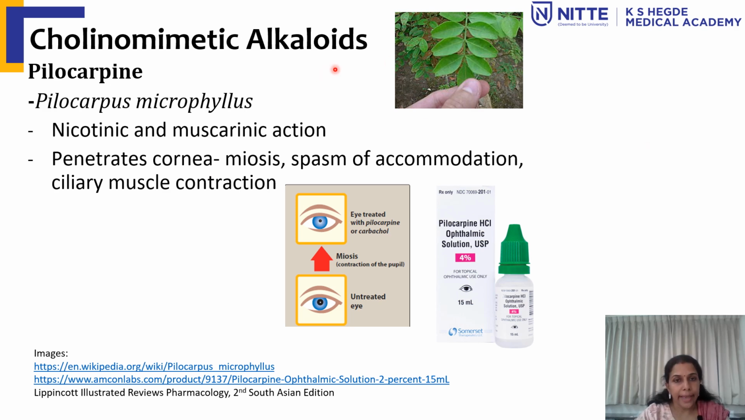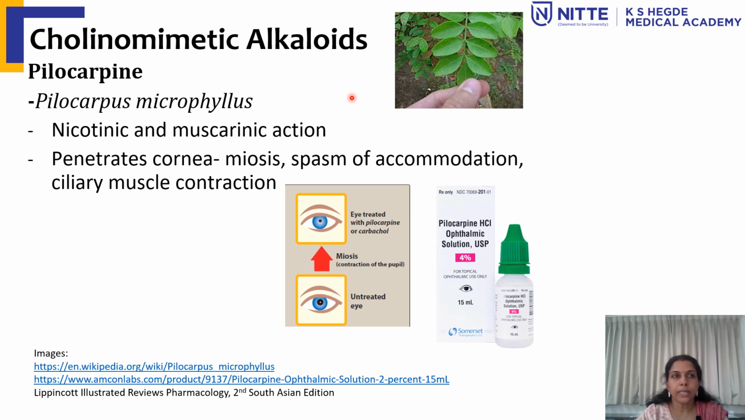Pilocarpine is an alkaloid. It is called a parasympathomimetic. The name mimetic means that it mimics, isn't it? So why has it been called an alkaloid? Because it is obtained from a plant, Pilocarpus microphyllus. It has nicotinic action and muscarinic action, but predominantly it is the muscarinic action.